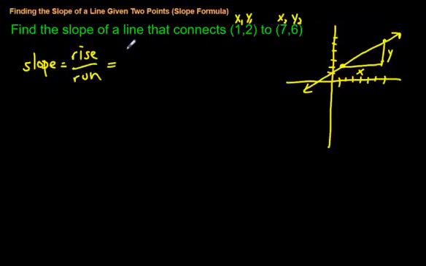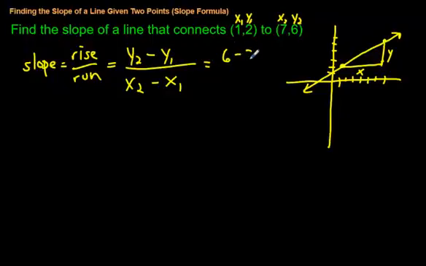We're going to find the rise by taking y2, this 6, and subtracting y1, which is this value 2. We're going to put that over x2 minus x1, so we take 7 and subtract 1. So y2 minus y1 is 6 minus 2, and over here we have 7 minus 1. Do you see how the points came in there? 6 minus 2 is 4. 7 minus 1 is 6.